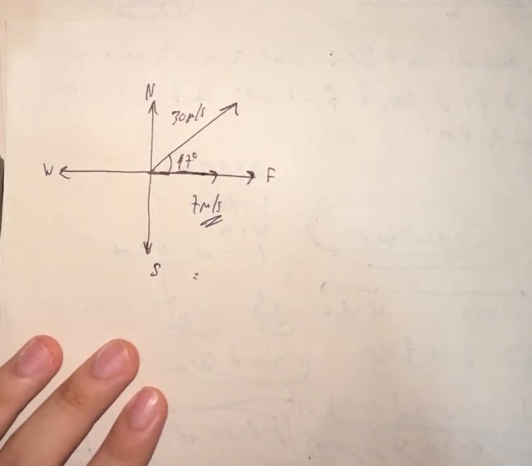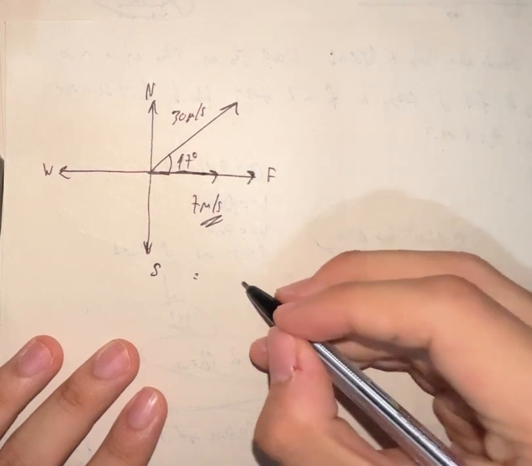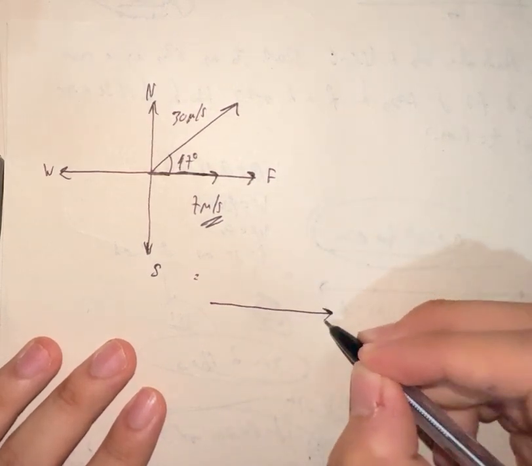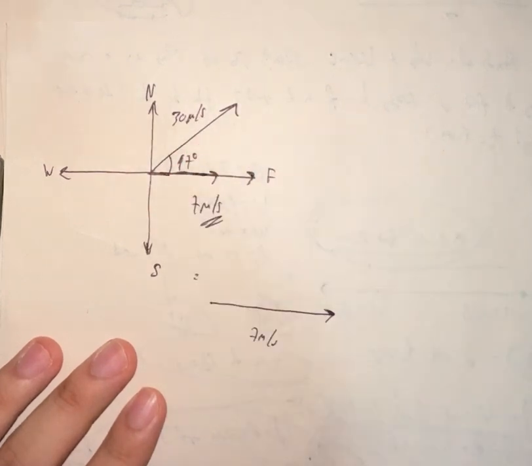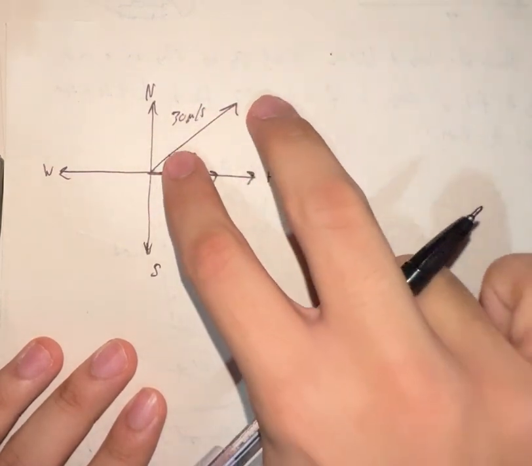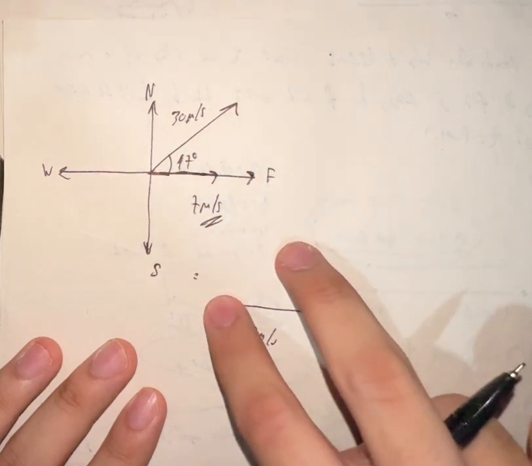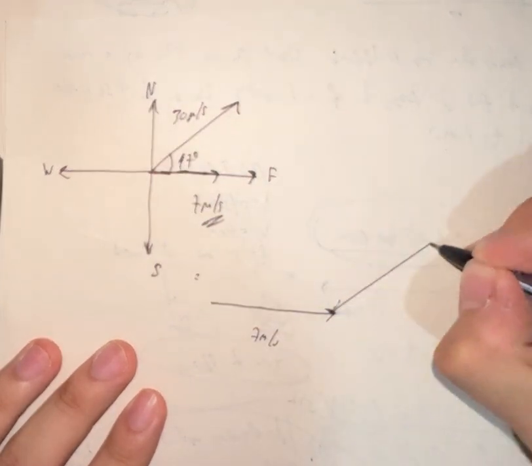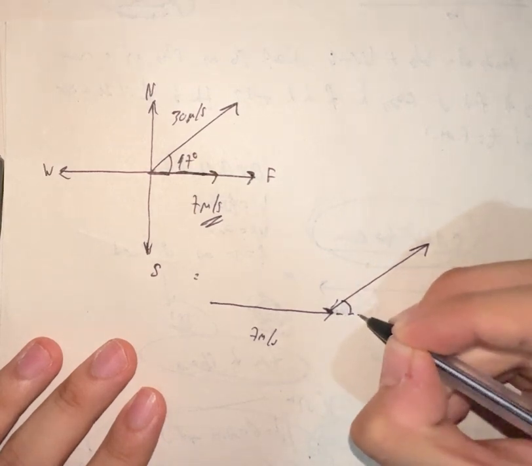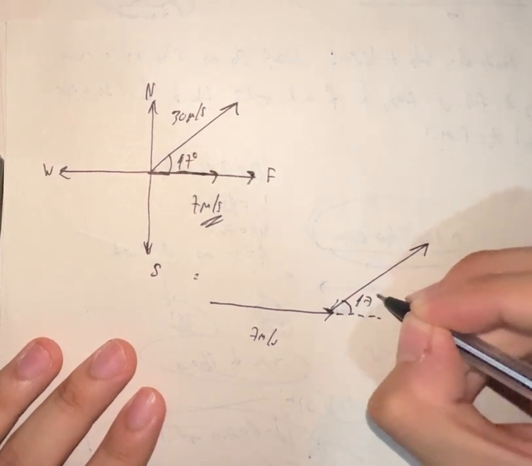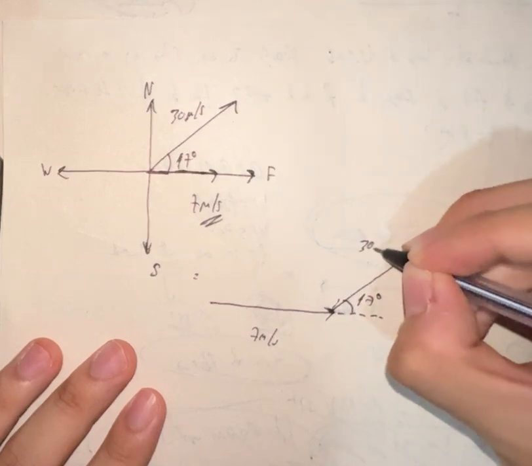Now here's a trick when it comes to vectors. Each vector has its own independent Cartesian coordinate plane. So this is 7 meters per second here, and we can translate the vector. Basically move this vector here to here. So now it's going to be like that, and 47 degrees here, and 30 meters per second here.